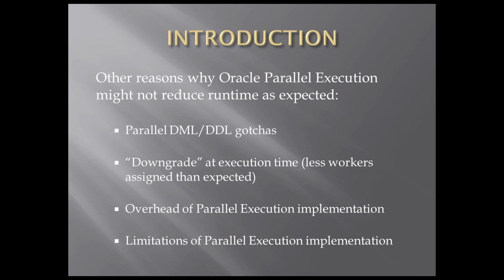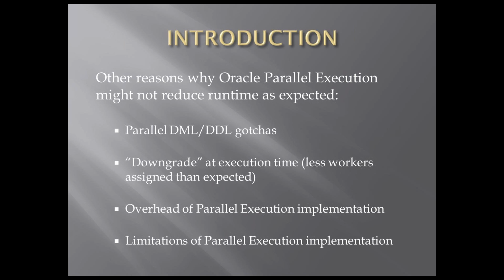One is that you can have these so-called parallel DML, DDL gotchas, so that's basically a homemade problem if you're not careful with the execution plans. Then one thing that can happen is a so-called downgrade at execution time, which simply means that although you maybe expect to have a certain number of workers assigned, you actually for some reason get fewer workers assigned, usually due to concurrent parallel execution. If you do not use proper resource management, then it can very easily happen that you do not have the required number of workers available from this parallel worker pool.